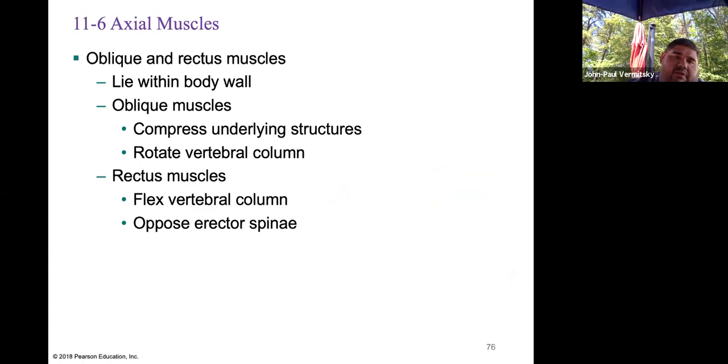Oblique and rectus abdominis muscles, these will lie within the body wall. The oblique muscles will compress underlying structures. They'll also rotate the vertebral column. The rectus abdominis muscles, or rectus muscles, will flex the vertebral column and oppose the erector spinae muscles.